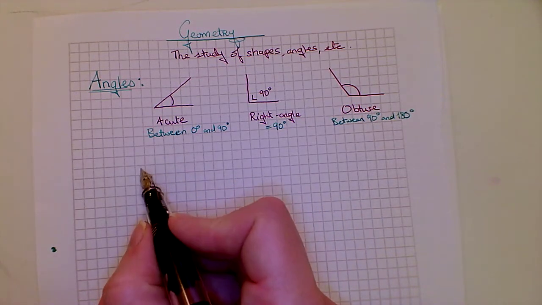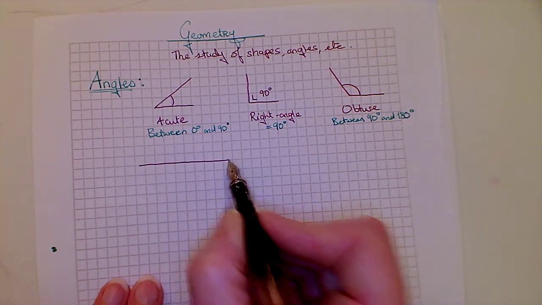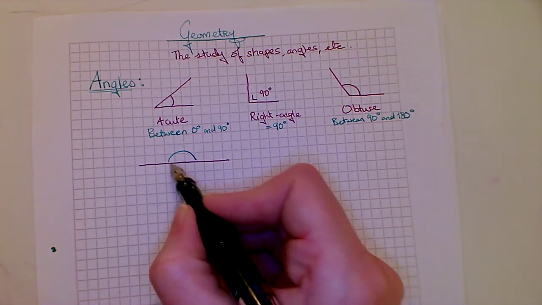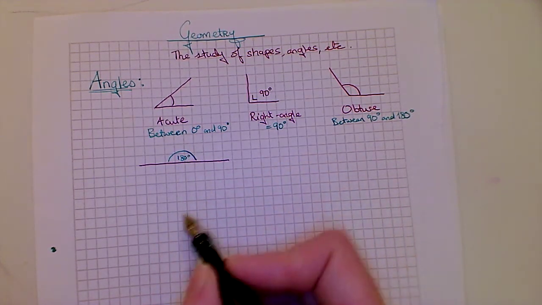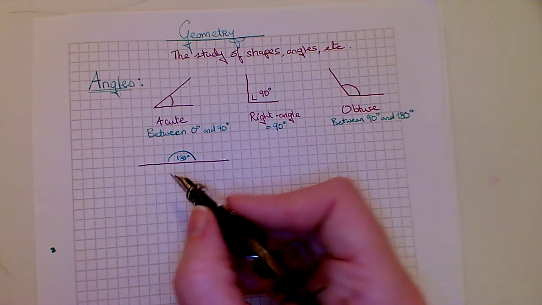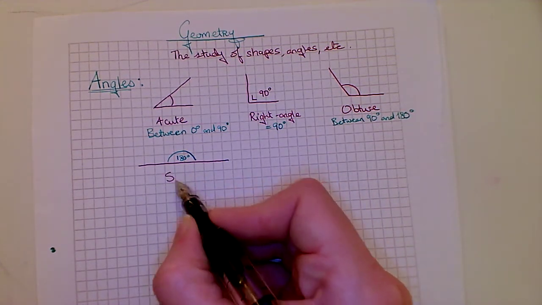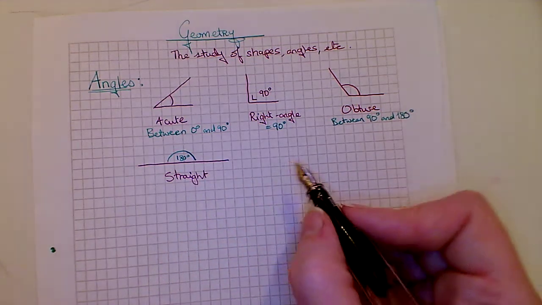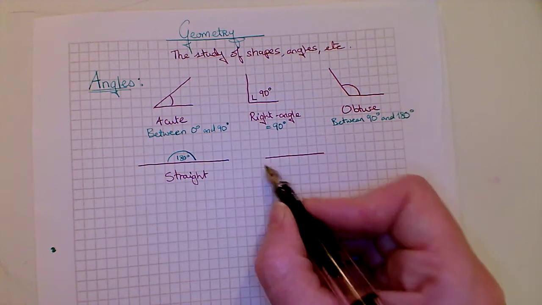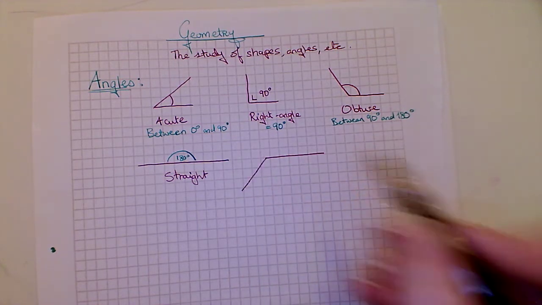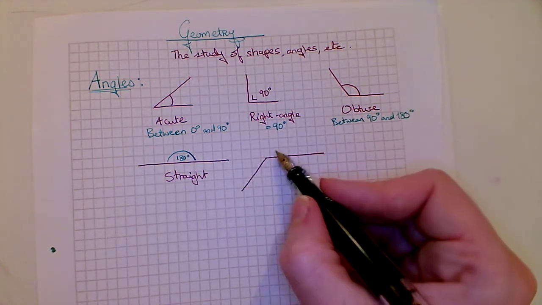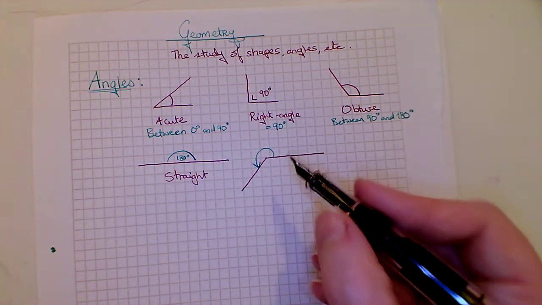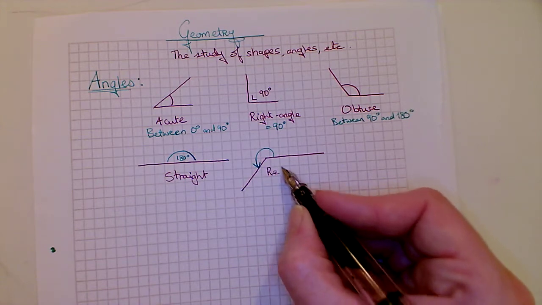The next one we get to then is exactly 180 degrees, and we call it a straight angle because it's the angle that we get on a straight line. Now, what happens if we go bigger than that? The outside here is called a reflex angle.